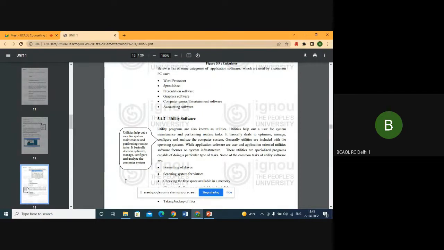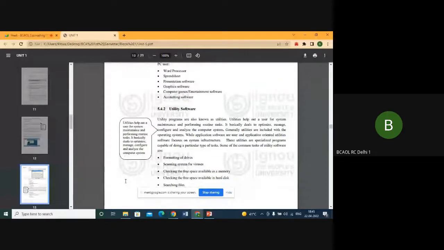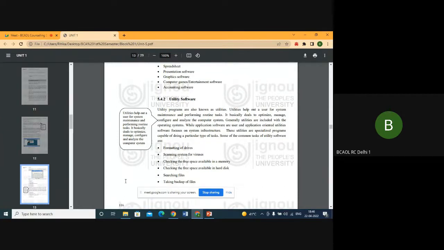When we talk about utility software, they are generally known as utilities which help the user to maintain the system and perform routine tasks. Can you understand maintaining the system? How do you maintain a system? You want to format the drives, you want to scan for viruses. Antivirus is a utility software. Do you understand? You are maintaining the system by finding viruses and formatting the drives. You can free up the memory also. You can check how much free memory is there and how much memory is taken by the files.